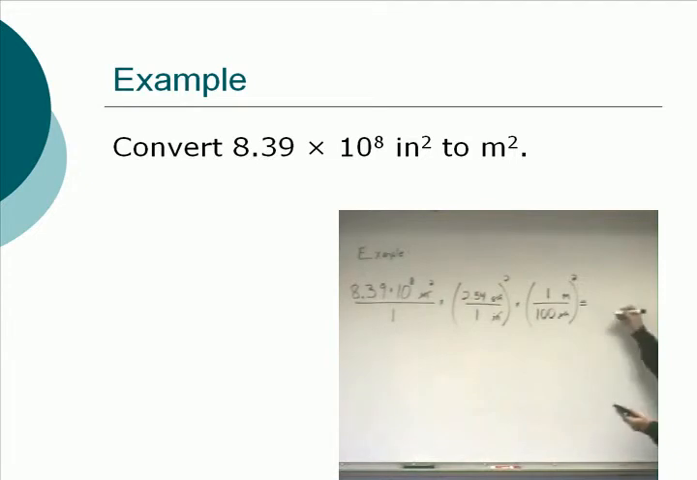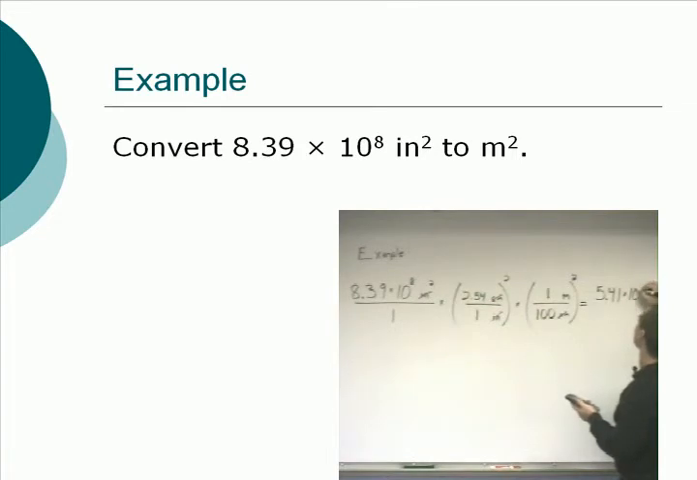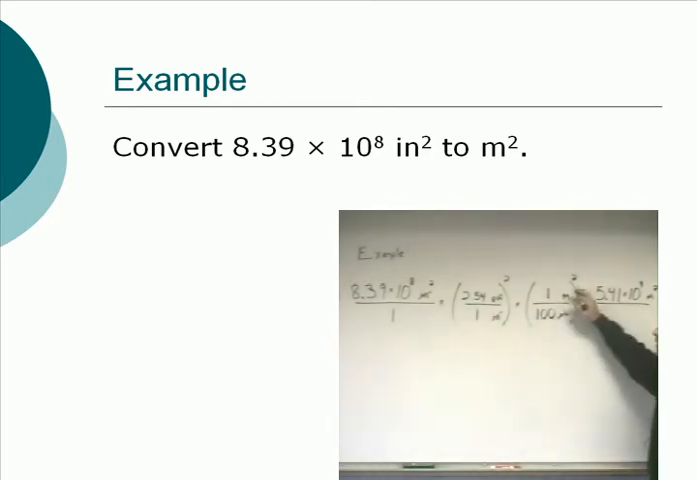5.41 times 10 to the 9th, and those are squared meters. Now, what have you got in the denominator? You've got 1 times 1 times 1 times 100 squared. What do you have down here?